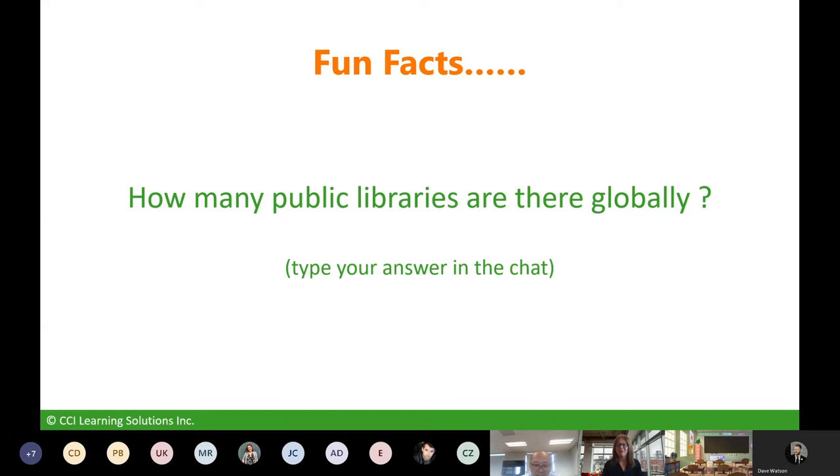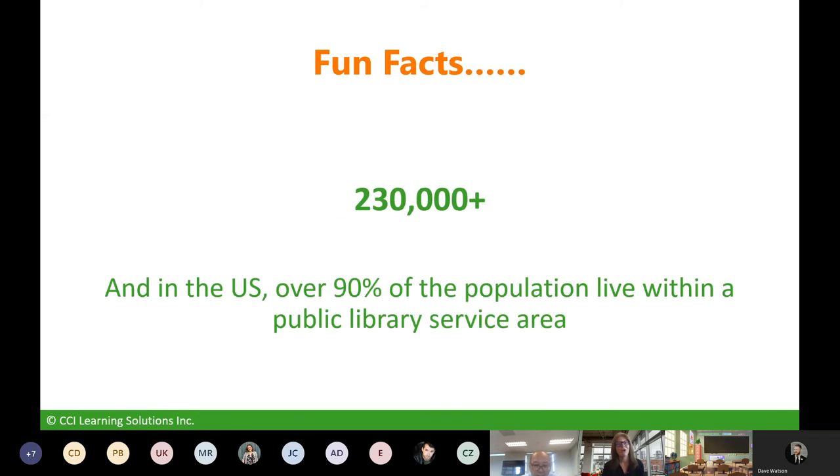Okay, so we've got some people answering here. That's fantastic. So there are over 230,000 public libraries globally. Think about that for a minute. 230,000 public libraries. And in the US, over 90% of the population live within a public library service area. So what does that mean? Well, that means that the library is a resource that the community can tap into to learn.